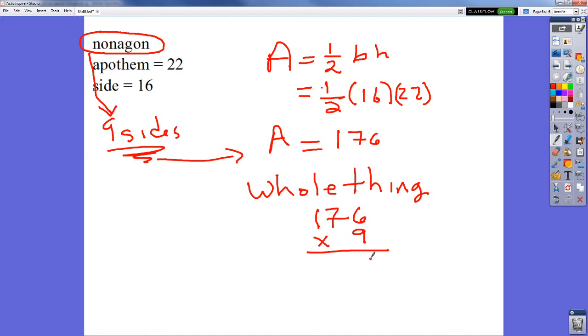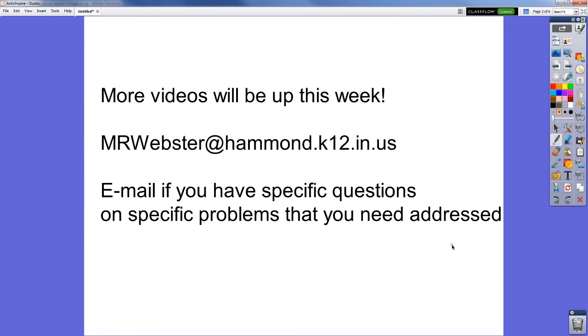9 times 6 is 54. 9 times 7 is 63, plus 5 is 68. 9 times 1 is 9, plus 6 is 15. And hey, here is the total area of the whole nonagon. So one triangle out of that whole thing is 176 units, and then 9 of those gives us 1,584 units.